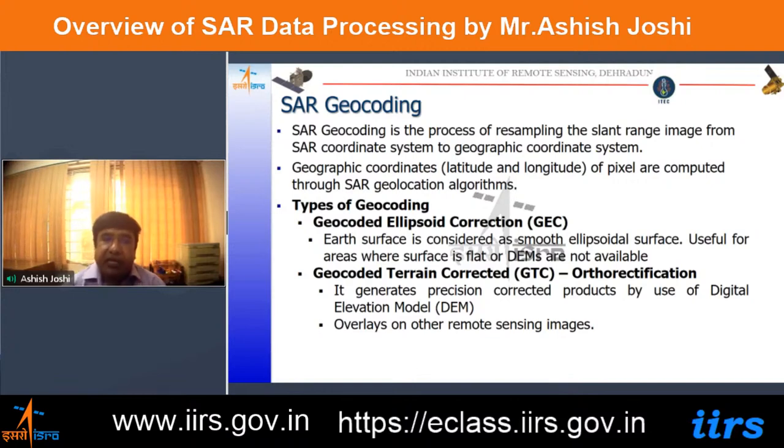So in the SAR geocoding, we have to transform from the slant range geometry to the map geometry by computing the lat long using the SAR geolocation technique, and then correcting with the help of the terrain. Terrain we can get from the digital elevation model. If the digital elevation model of any area is available, then we can do the geocoded terrain correction. Otherwise, we will use the geocoded ellipsoid correction using the average height of the sea.